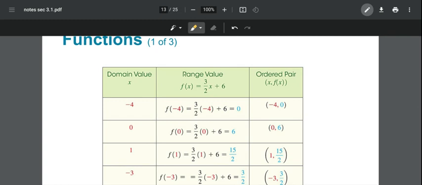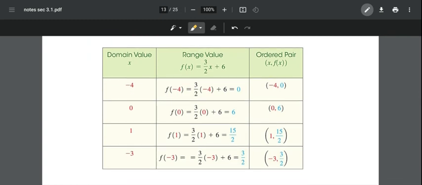So we want to evaluate the function value when x is equal to -4. We substitute x in the equation with -4. So we have 3 over 2 times -4 plus 6. We end up with 0. So f of -4 is equal to 0. That means we have a point which belongs to this function. The x coordinate is -4, and f of x is our y value, so the y coordinate equals 0.